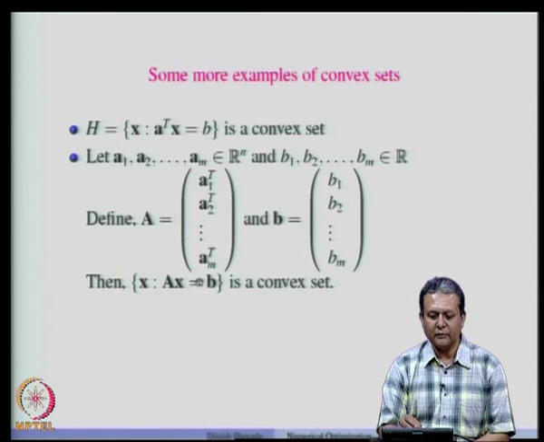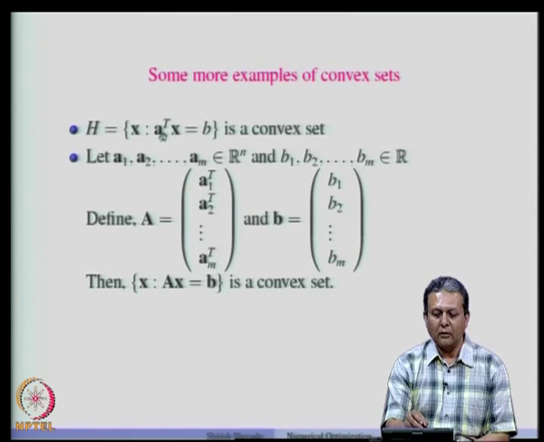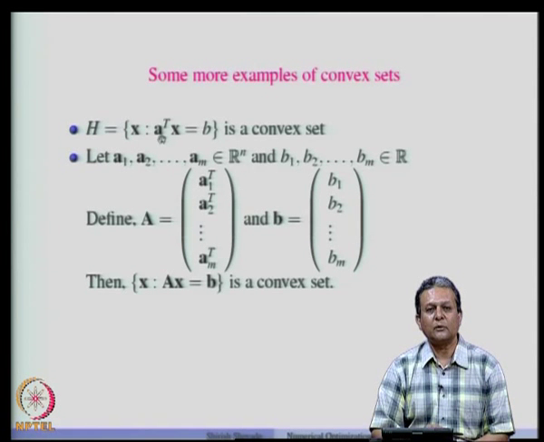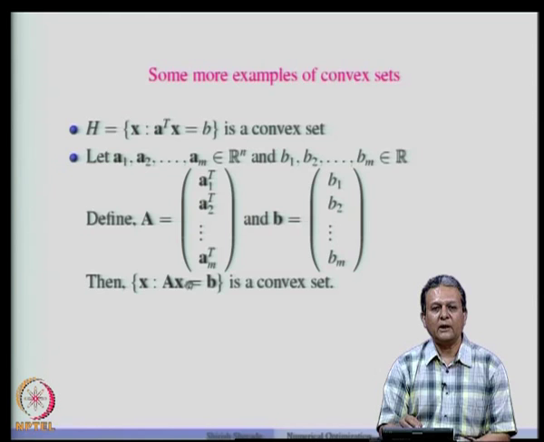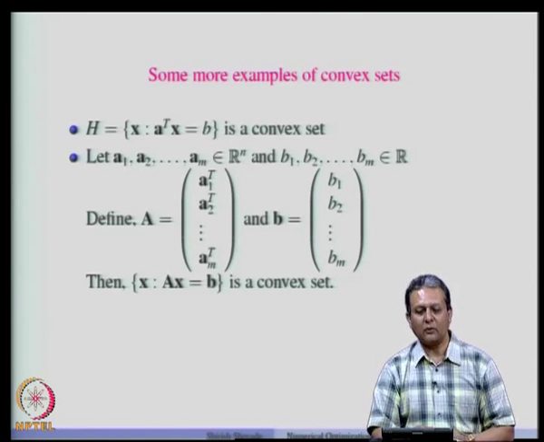Now, it is obvious because Ax equals b can be written as a1 transpose x equals b1, a2 transpose x equals b2, and up to am transpose x equals bm. We have already seen that the set of all x such that A transpose x equals b is a convex set. So, each of ai transpose x equals bi, i going from 1 to m, is a convex set, and what we are doing is taking an intersection of these convex sets. As we have seen earlier, the intersection of convex sets is a convex set.